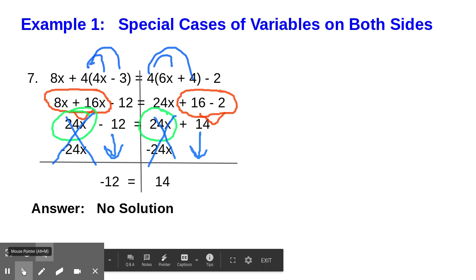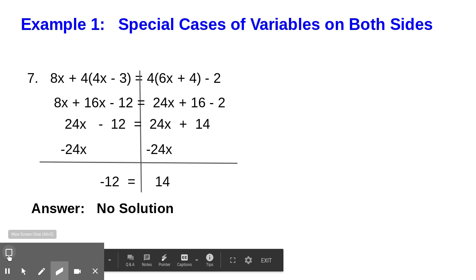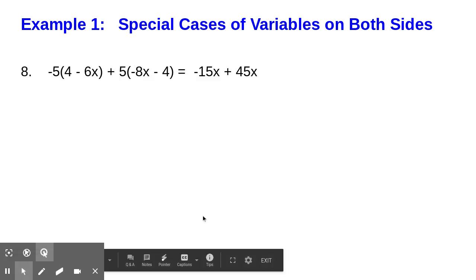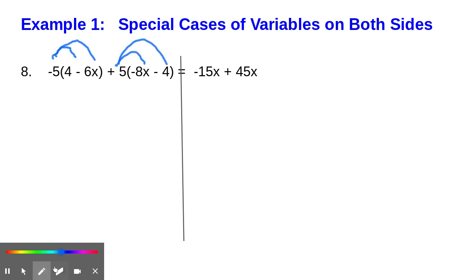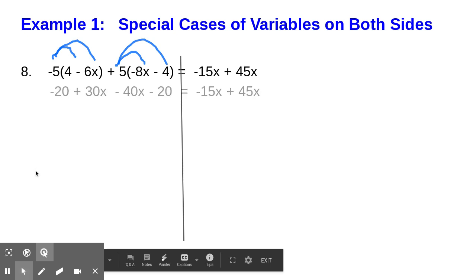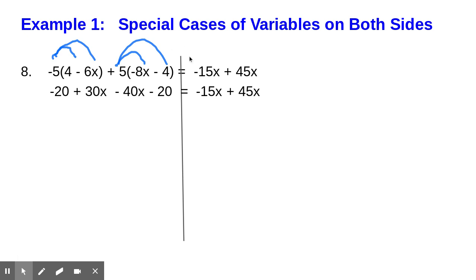Okay, let's take a look at another one. One more. Line down through the middle. That really does help us to separate left side and the right side. Here I have two sets of distributive property. So what I do is I get negative 20 plus 30x, negative 40x minus 20. And be careful, guys, with the positives and negatives, because let's say you mess up here and you wrote down a positive 20 instead of a negative 20, everything's going to mess up.